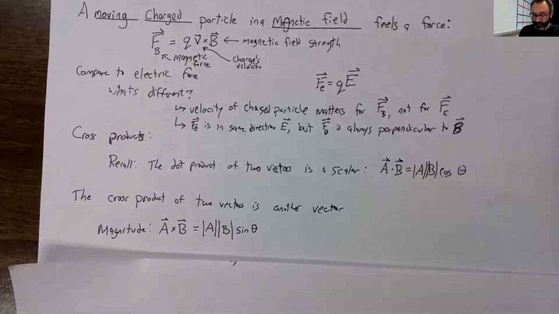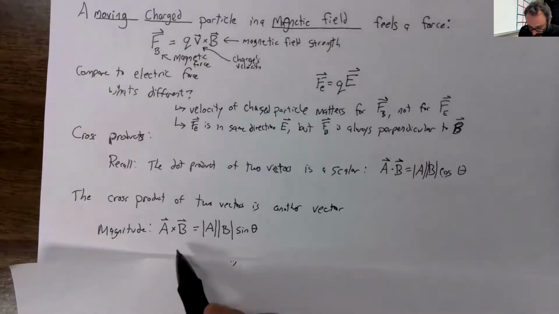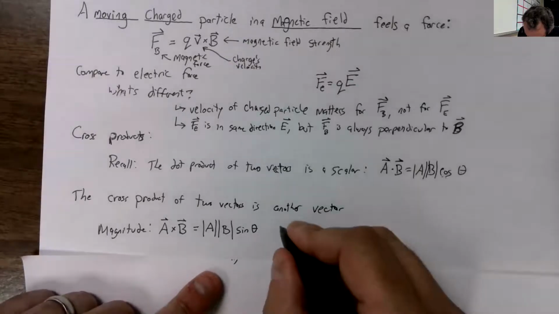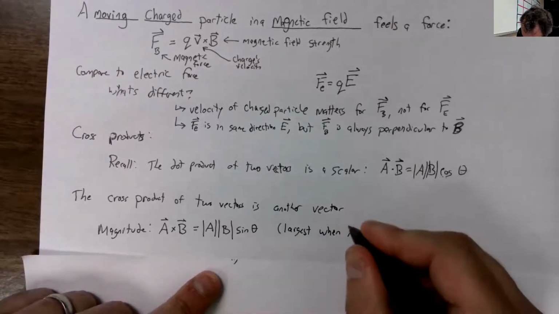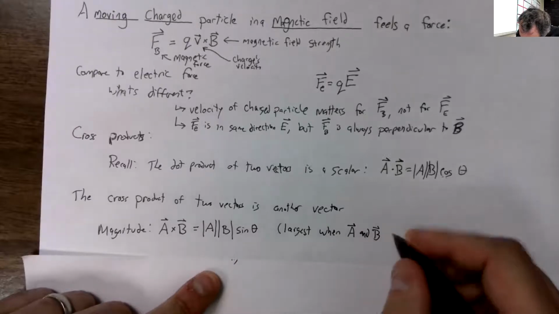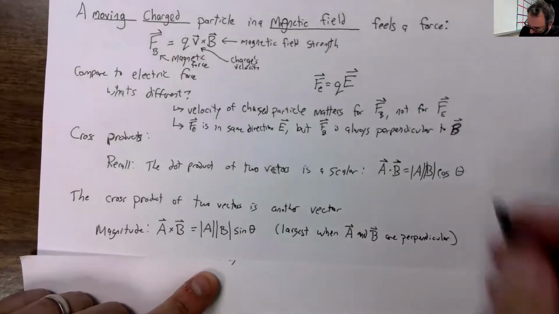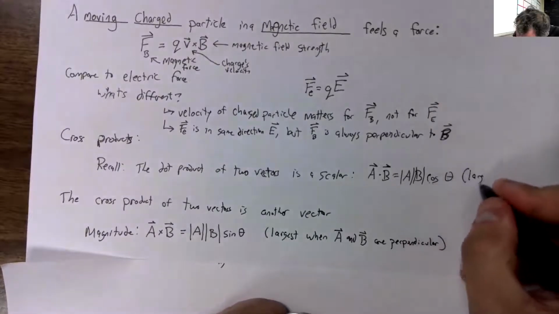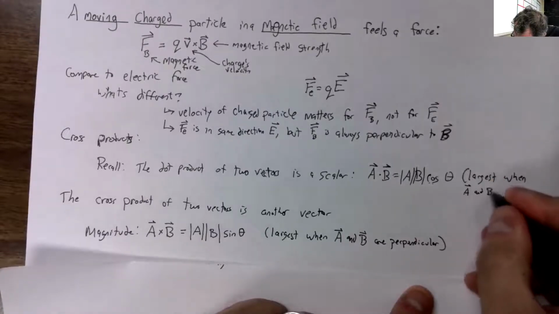All right. So this is something that you should know, because if you go forward in physics and other sciences as well, you'll see the cross product of vectors come up again and again. And the magnitude is just the magnitude of each vector times the sine of the angle between them. And I'm going to put here it's largest when A and B are perpendicular. And just to analogize up here, this is largest when A and B are parallel.